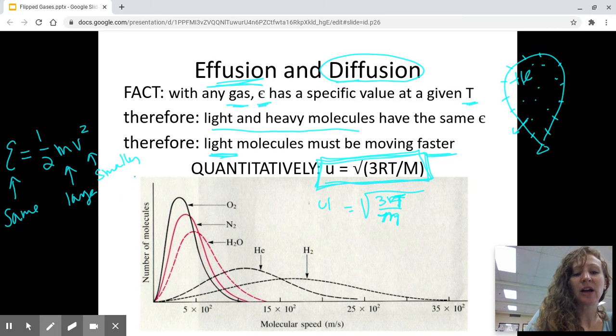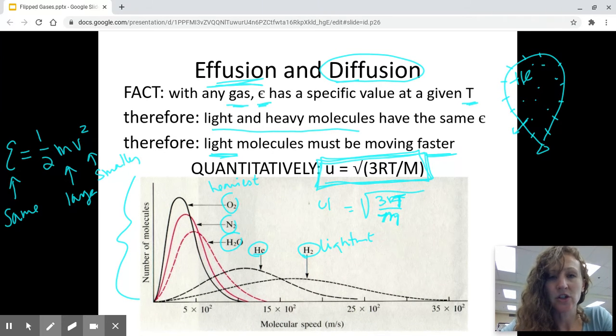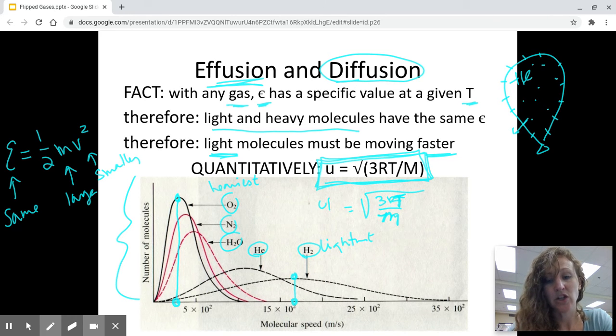And that's what this graph is talking us through. If you look at these different types of gases, here's hydrogen, here's helium. Hydrogen's going to be the lightest, and then we go up in mass. Oxygen is going to be the heaviest, right? 32 grams per mole versus hydrogen, which is 2 grams per mole. And so what you see is the average speed for hydrogen is a lot higher than the average speed for oxygen, which is much heavier.